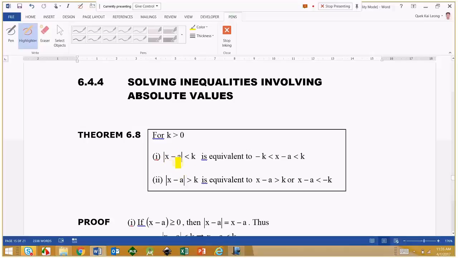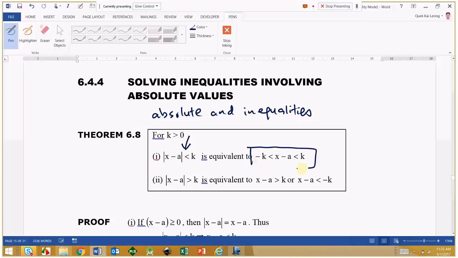Last bit already. Absolute x minus a is less than k. Notice there is an inequality and absolute value, so we are going to solve absolute value and inequality together. If you remove the absolute sign, this will be the result: x minus a is between minus k and k. Why, I will explain later. Let's accept the result first, and I'm going to do one example using this result. After the example, then I explain the result. Let's know how to use the result.